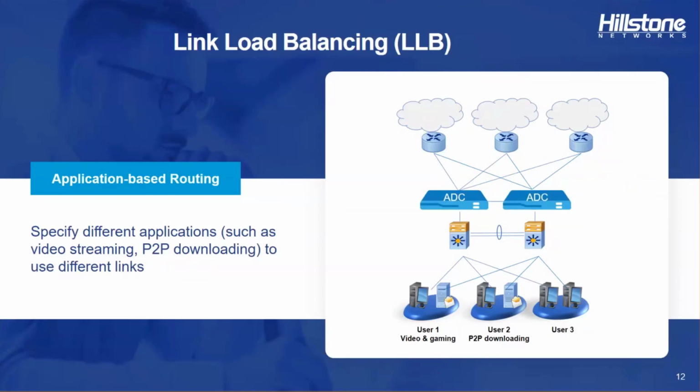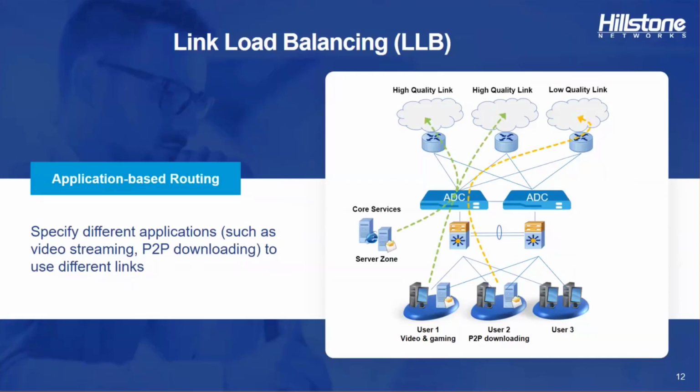The other important feature in our LLB technology is app-based routing. Hillstone ADC can identify thousands of apps based on the traffic characteristics. So this capability allows admins to specify which apps are routed across different links. For example, you can have low-cost, low-quality links, and high-cost, high-quality links. You can choose to have, for example, P2P traffic on low-quality links and have your video conferencing and web traffic on high-quality links. Again, this will provide the best experience possible for prioritized apps and users.